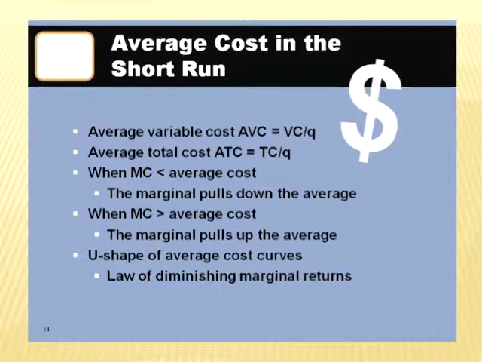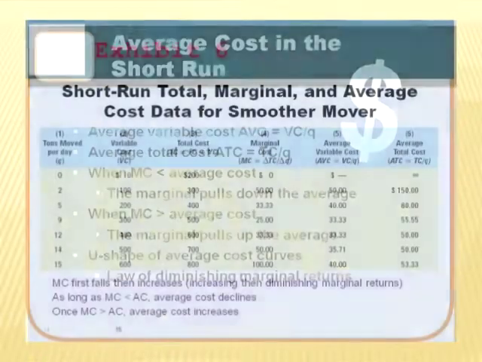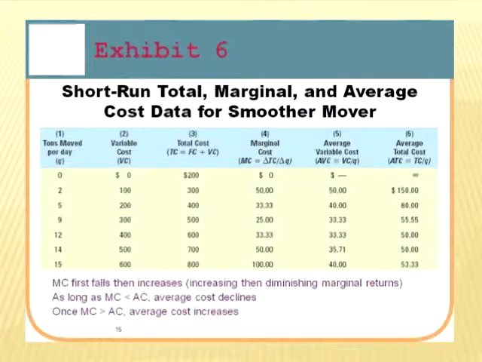The average here is exactly the same as what it would be if you were figuring your grade. When marginal cost is below the average, then it will actually pull down the average. When marginal cost is above the average, then it will actually pull the average up. And so what we end up with is U-shaped average cost curves, which you can see from the numbers here.